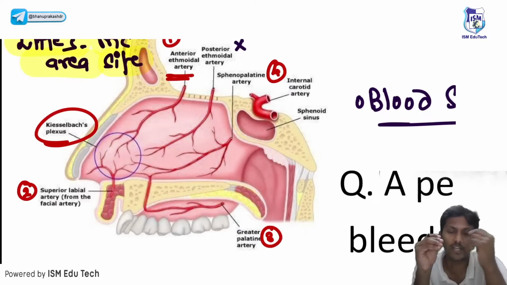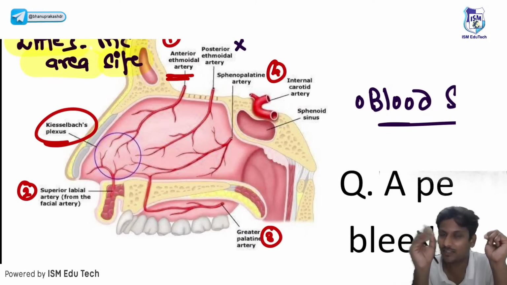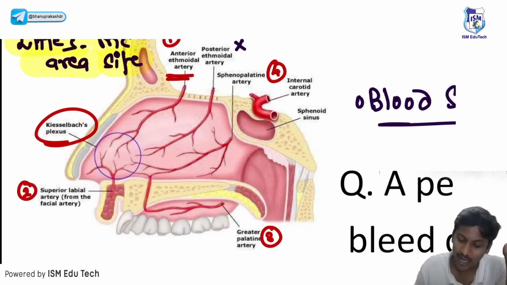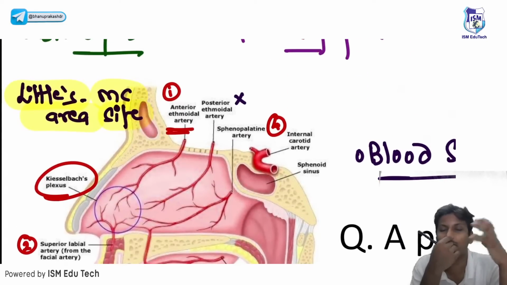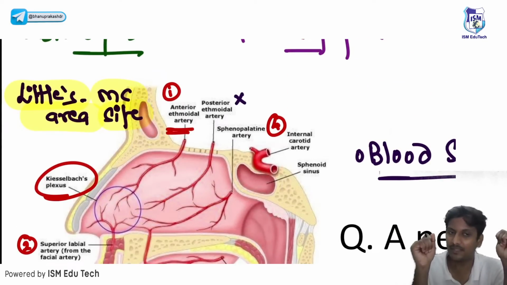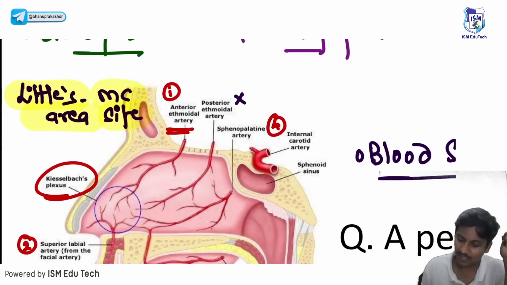So please remember this question. Posterior ethmoidal artery is not a part of the Kieselbach's plexus. That's the important thing. And if there is epistaxis from this anteroinferior part of the nasal septum, that is called anterior epistaxis, the most common site being Little's area, and it usually occurs from the Kieselbach's plexus as well.